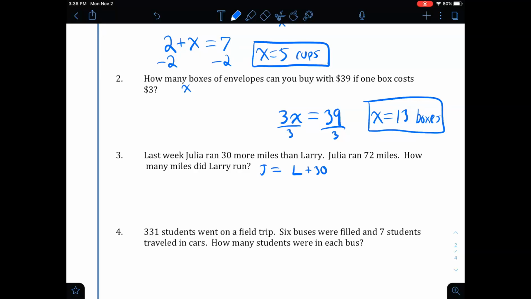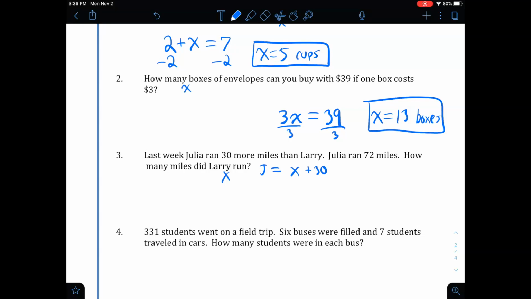So that's our equation. That's all we got to do. Julia equals 30 miles more than Larry. But we also know that Julia ran 72 miles, right? Sorry, I shouldn't have given this away here. We're looking for how many miles did Larry run. That was our X. We're using J and L for this one, I guess. Let's use X. We'll stick with X here. So J equals X plus 30, okay? We'll stick with the theme from the previous problems, all right?